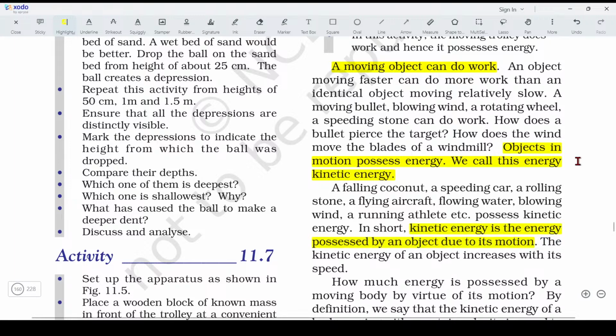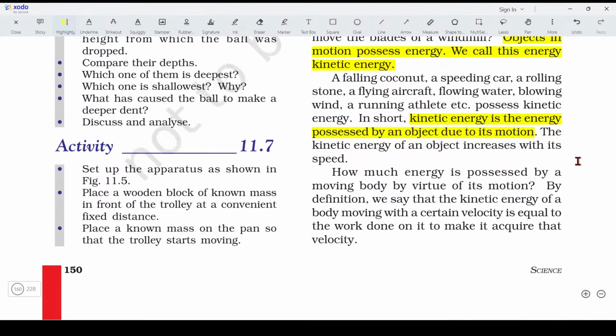If the motion stops, the energy is no longer there. Now, how much energy is present? Will a fast moving object or a slow moving object have more energy? The one with more speed. The one which is traveling faster will have more energy.